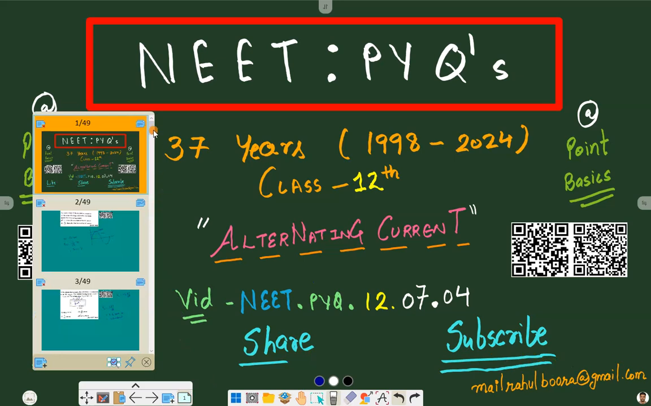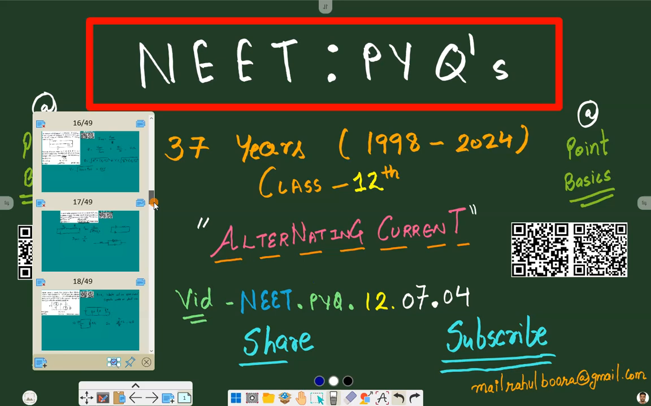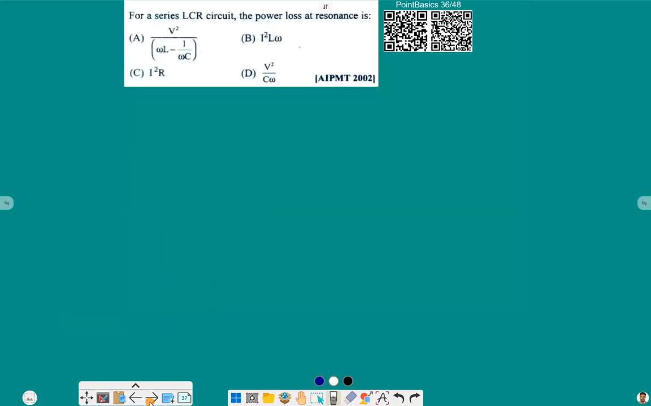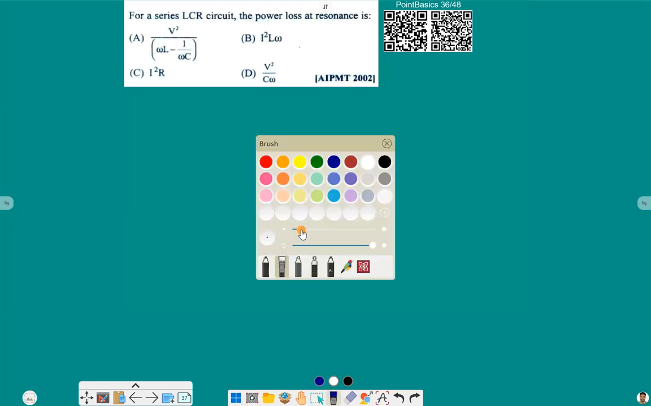In the previous one, we were around 34, 35 is complete. So we will start with 36 today. Let me adjust pen thickness slightly.